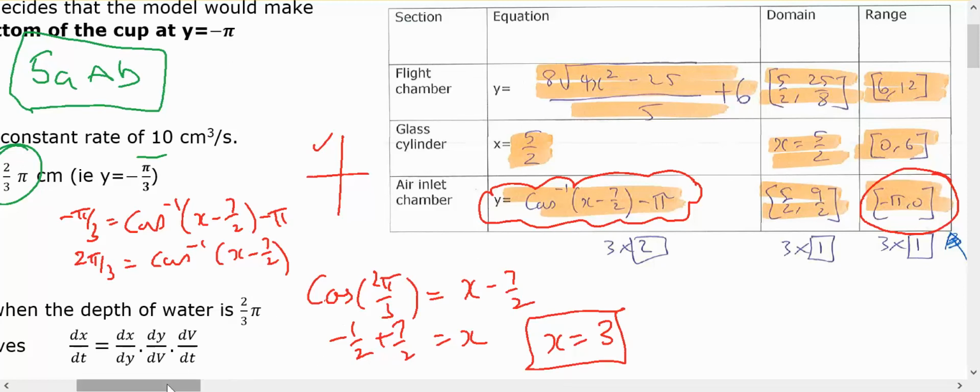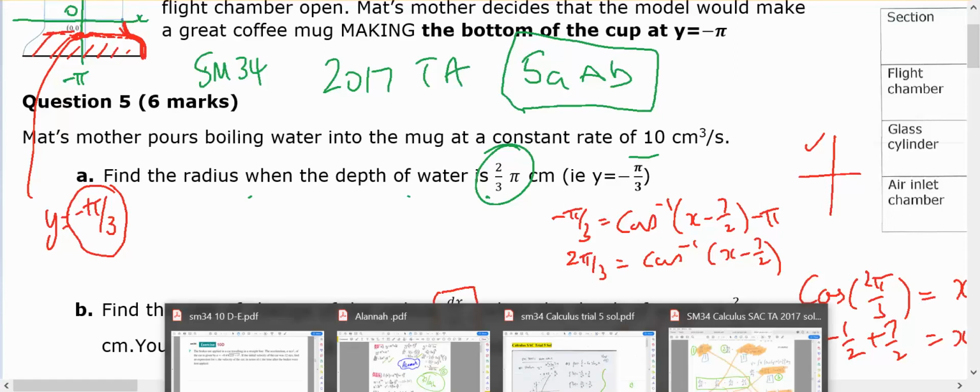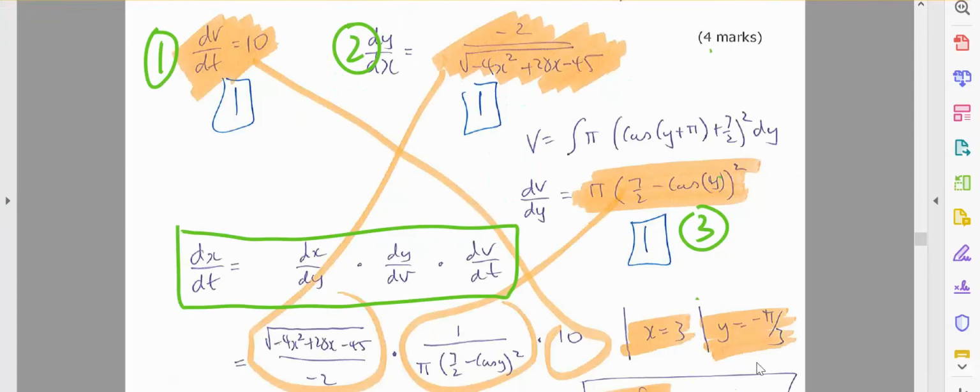When I'm looking at 5b, we're wanting dx dt, and you're being given a hint that you need dx dy dot dy dv dot dv dt. And what I'd like to do is to walk through the solutions as to where they've all come from. So dx dt is dx dy, dy dv, dv dt.